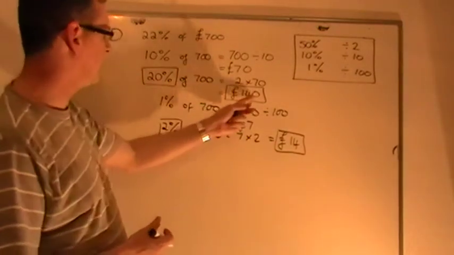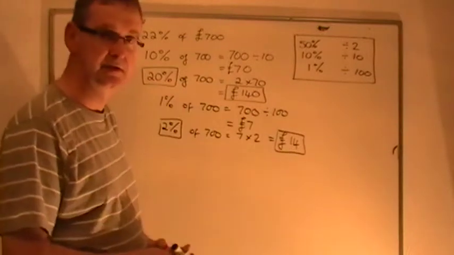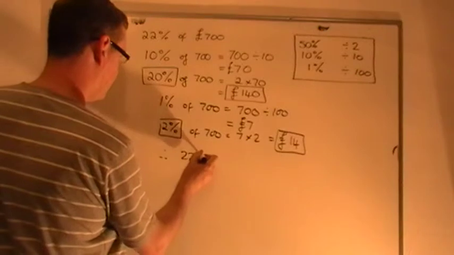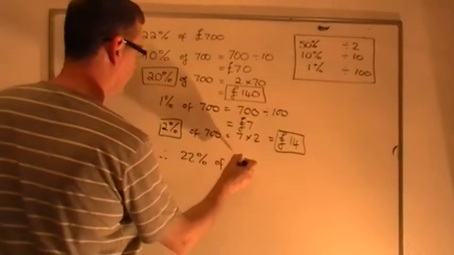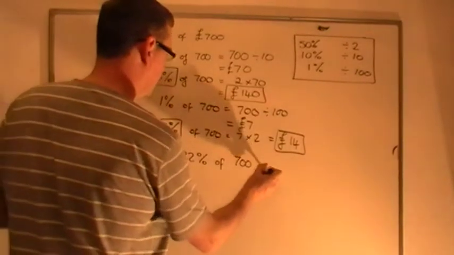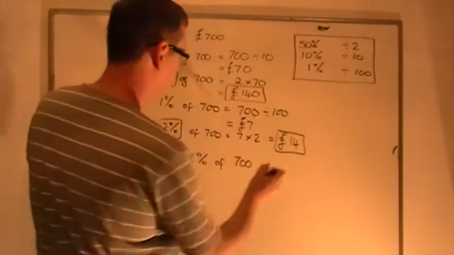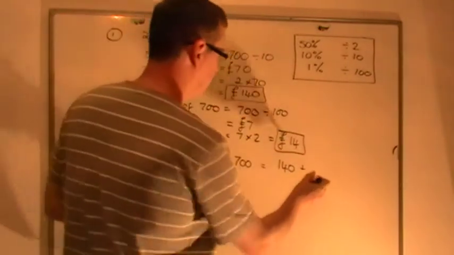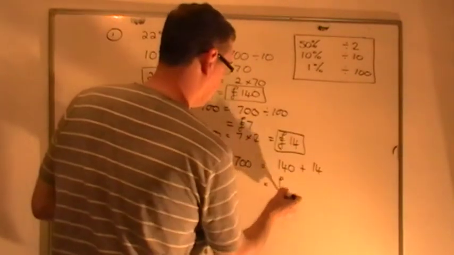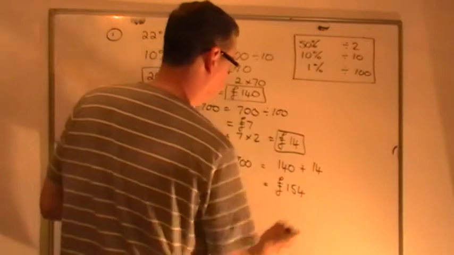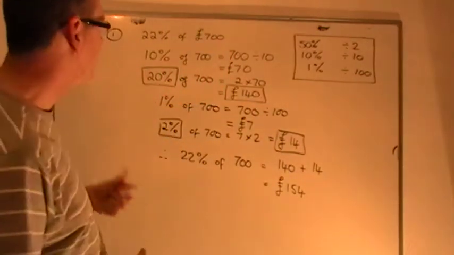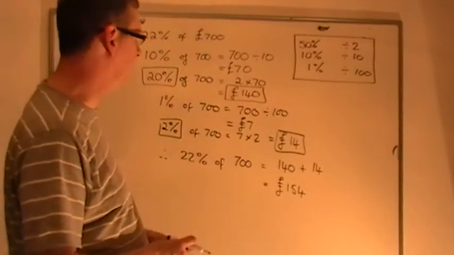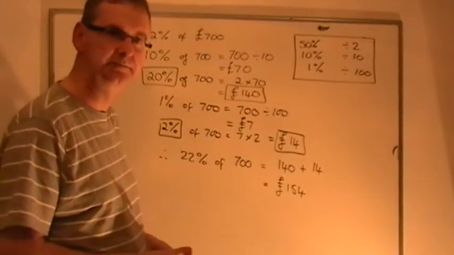So 20% is that, 2% is that. So if you want 22%, so therefore 22% of 700 will simply be the 20%, which is 140, and you add to it the 2%, which is 14, you get a grand total of £154. And notice how I've set it out. That's how the examiner would like to see it set out if you're not using a calculator.